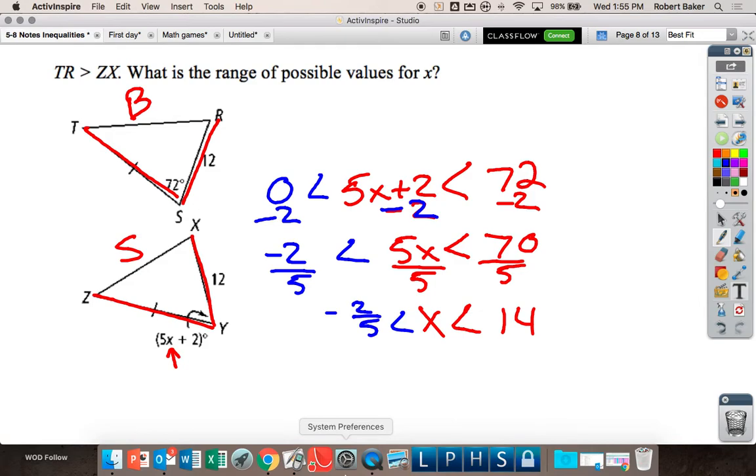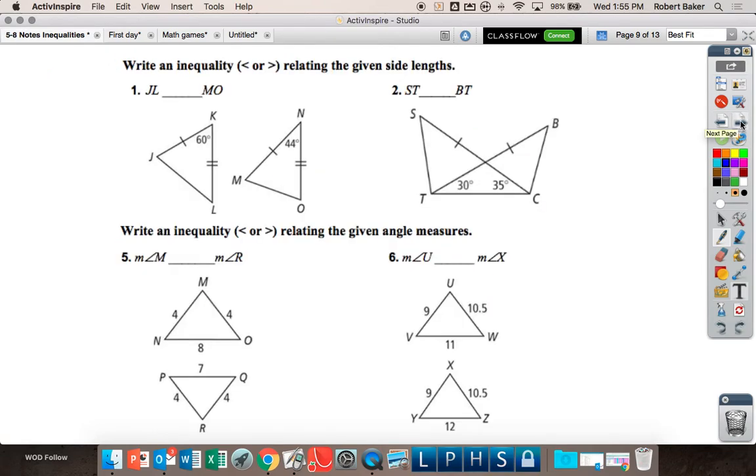Do I want you to do that? Yes. All I need you to do is this part right here, the angle measurement. So we'll try that one more time and then we're going to be done. Nope, we are done. This is your homework.